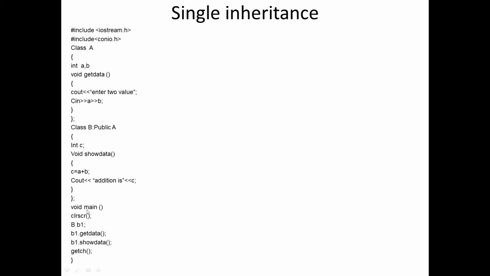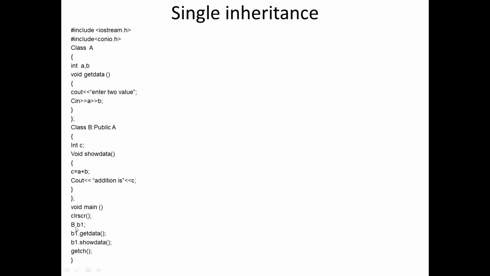Here we create a main function. Open this main function with curly braces. Here we use the clrscr method, which will clear the output screen or console screen. Here we are creating the object of a derived class.